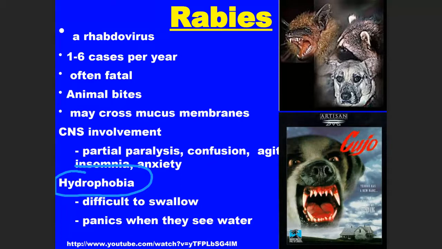If you were to hold out a cup of water to a human being that had rabies, they would swat it away. They would just start crying and panicking, because they think that you want them to drink it. The rabies virus damages the nerves that help to control swallowing, so it's very difficult and very painful to swallow. That's why they panic when they see water.